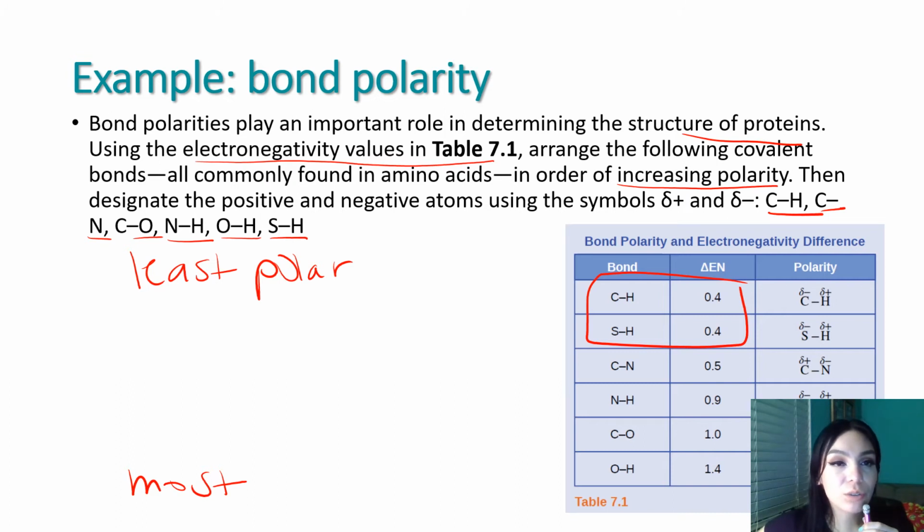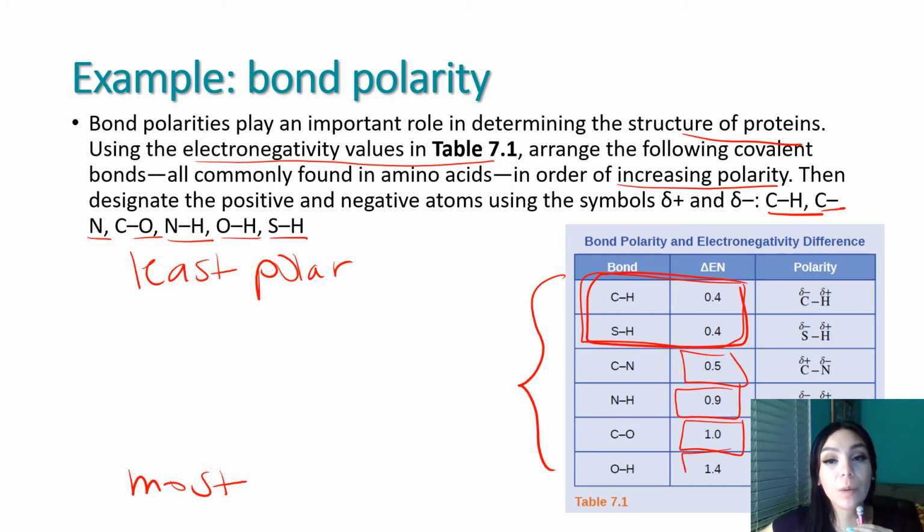And these are actually already in order. So this is just to show you how different bonds can have different polarities. So CH and SH, obviously they have the same, so they're the least polar. And then we have CN with a difference of 0.5, NH 0.9, CO 1.0, and then OH a very big difference, 1.4. So this is actually already in order from least to most.